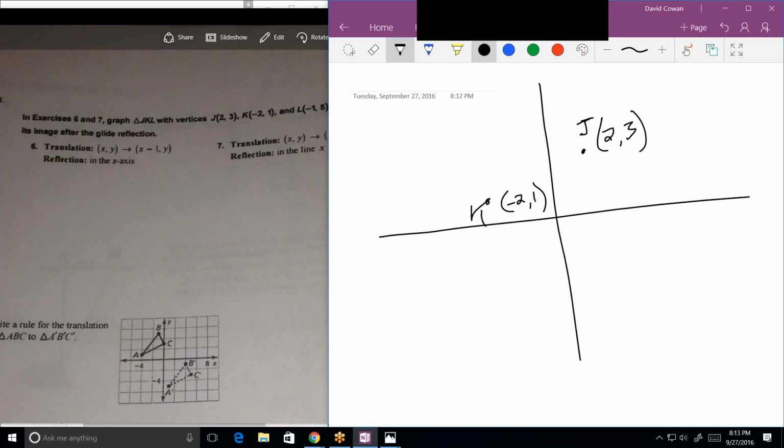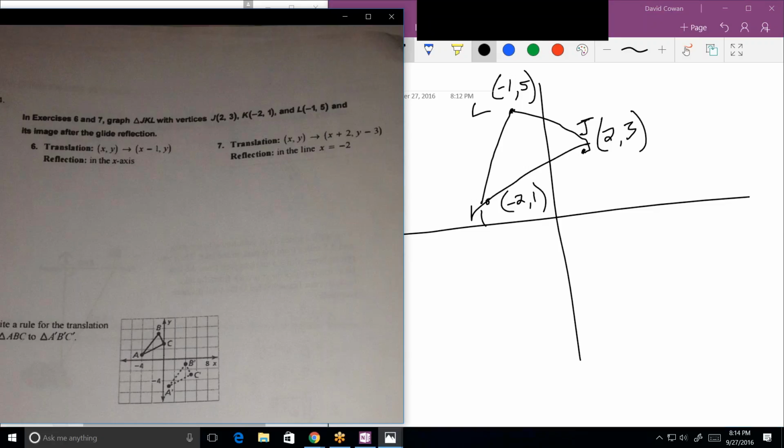And L is -1, 5, which is about right there. The biggest thing is just to make sure they're not way out of whack. Okay, so that's L. I'll connect the 3 points of the triangle, and there's my triangle, kind of. Now, let's do these translations.